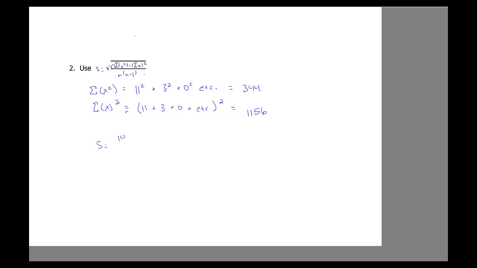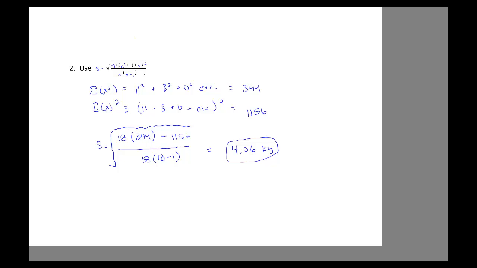And now we have the numbers that we need to plug into the standard deviation equation. So n was 18. The sum of the x squared values is 344. The sum of the x's squared is 1156. And we're going to divide that by n, which is 18, times n minus 1, and take the square root of the whole thing. And again, you'd have to plug that into your calculator carefully and in the right order, but if you did, you would get 4.06 again. And that's our standard deviation.